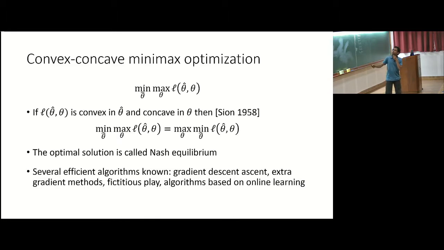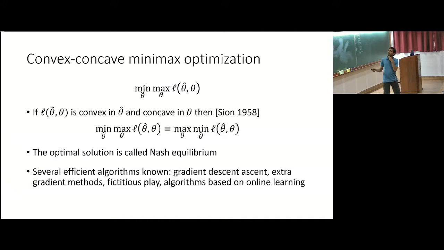In general, the minimax optimization framework is that we have two sets of parameters, theta hat and theta, and I have a function L. I want to minimize with respect to theta hat, and then I want to maximize with respect to theta. This is the general minimax optimization problem, and historically it has been extremely well studied when the function L is convex in the minimization variable theta hat and concave in the maximization variable theta.